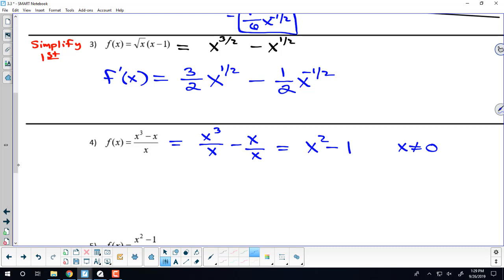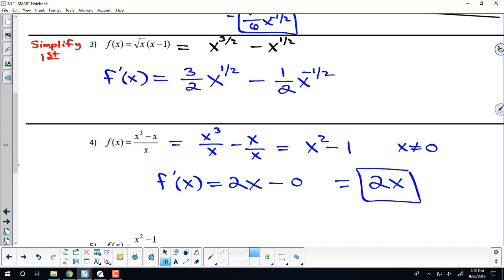2x for the final answer. So the derivative of f of x, which simplifies to x squared minus 1, is just 2x. Derivative of x squared is 2x. The derivative of -1, it's a constant, so that is 0. So if you want to look at it like that initially, that's fine. But it's just 2x.